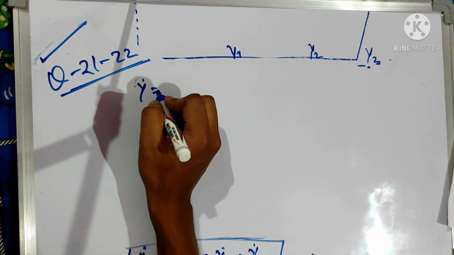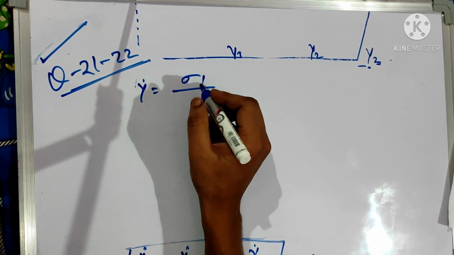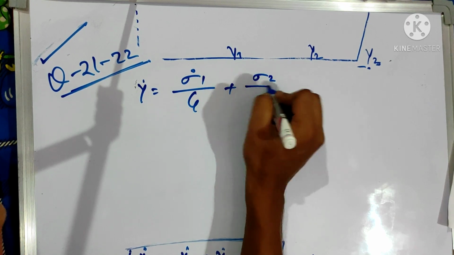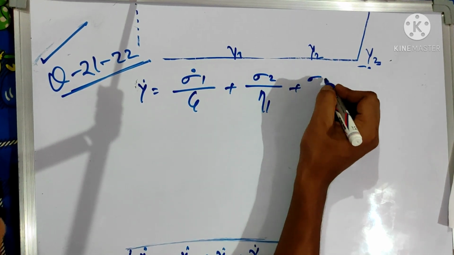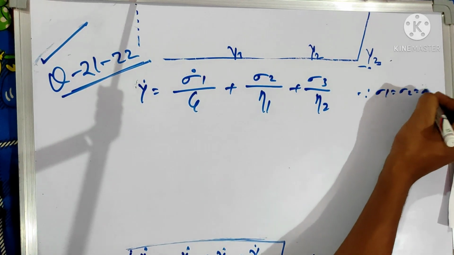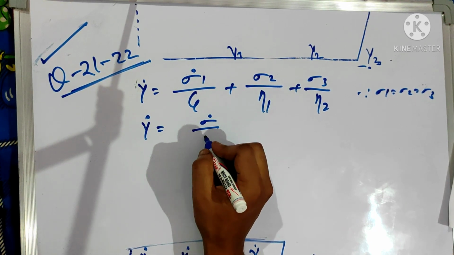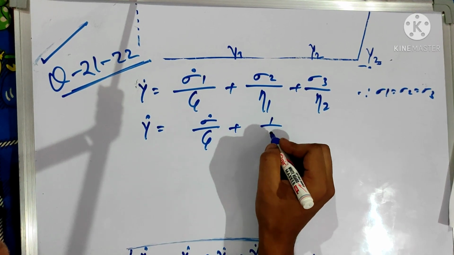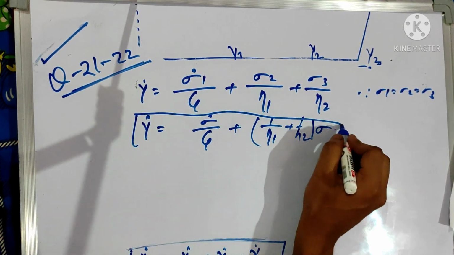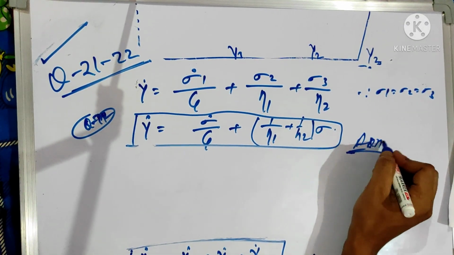In equation 4, put the values from equation 3. The shear rate is equal to sigma 1 upon G, plus sigma 2 divided by eta 1, plus sigma 3 divided by eta 2. Since sigma 1 is equal to sigma 2 is equal to sigma 3, the shear rate is equal to sigma times (1 upon G plus 1 upon eta 1 plus 1 upon eta 2). This is the answer of question number 21.